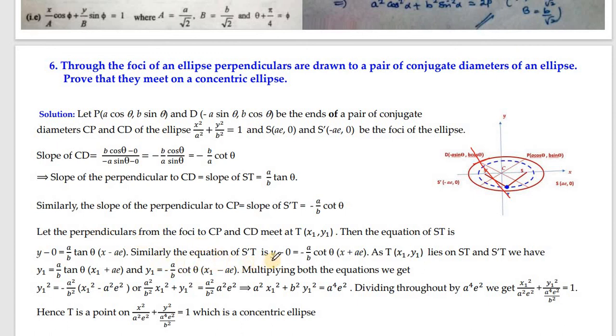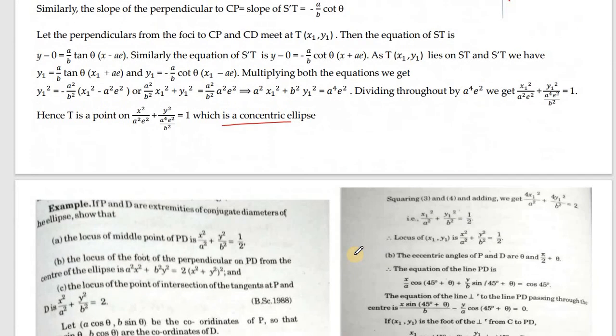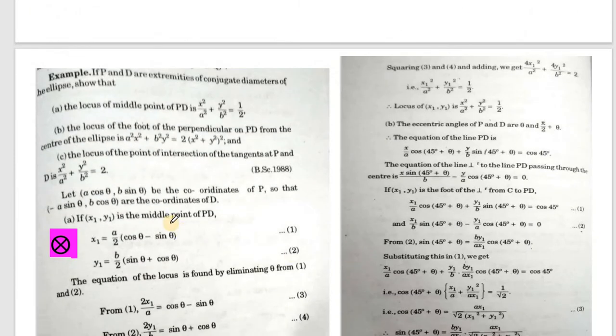Similarly, the equation of S dash T is, in the same way, you consider this T of x1 y1 lies in both. So you have this, then we'll have to simplify this further and bring it to the standard form so that you can tell that it's a concentric ellipse. What is the meaning of concentric ellipse? The center of this as well as the center of this will be the same. Such an ellipse is called a concentric ellipse.